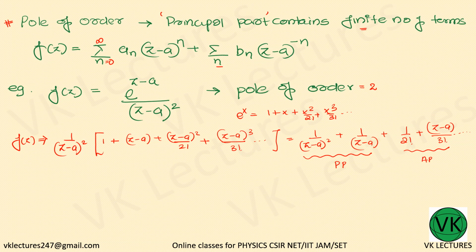So now we need to find the residue of the function f of z at z equal to a. Now why z equal to a? Z equal to a is the point where the function is not defined. When you put z equal to a into this equation, it is not defined. This is why at z equal to a we have the singularity, and that singularity is of order 2. That is why it is a pole of order 2.